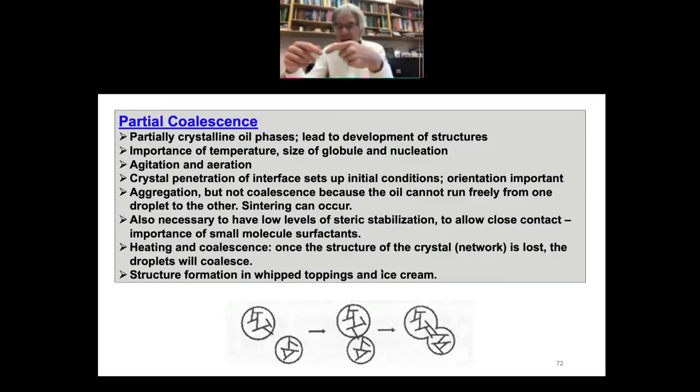Then the shearing and aeration cause the droplets to come together, and what would have caused coalescence, they can't coalesce because of that crystal network, and that's why we refer to it as partial coalescence. So it's somewhere in between a coalesced system and a flocculated system, but it's partially coalesced and trapped in to create those clusters as a result of the crystalline network within the droplet.